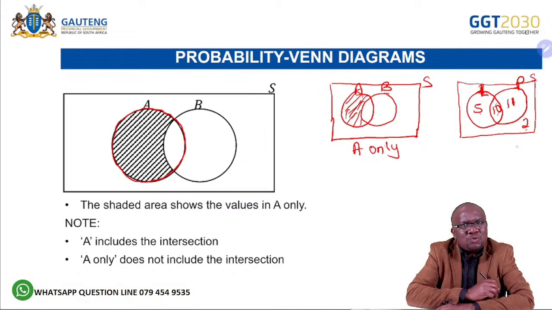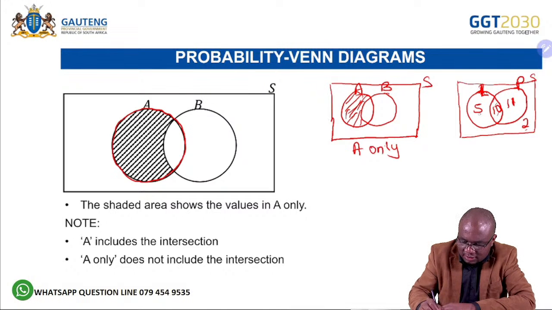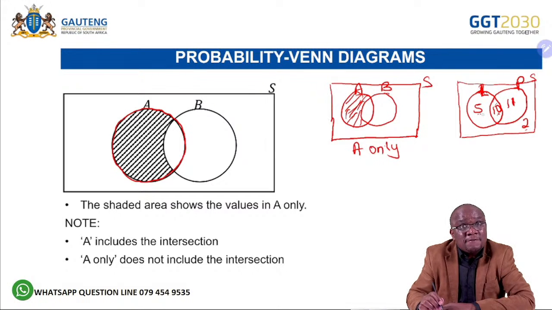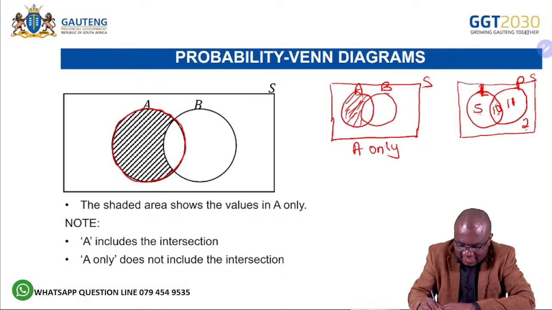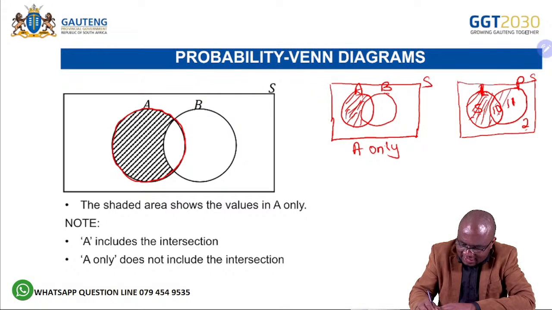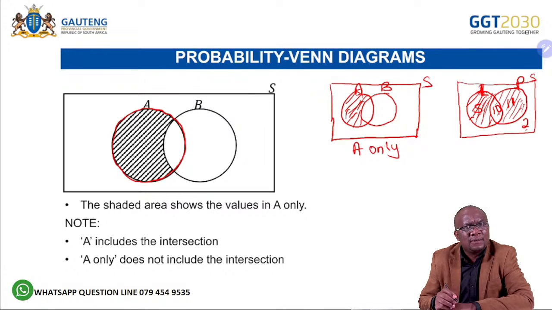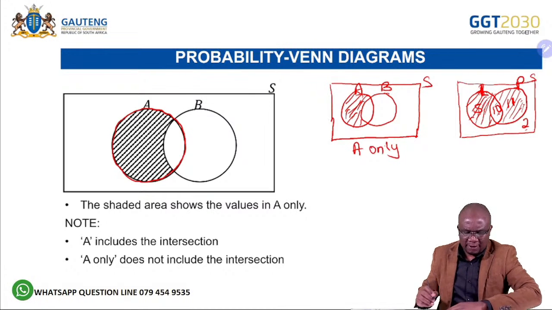Right. How many learners are doing life sciences? We have to include these 5 and these 10. There are 15 learners doing life sciences. But 5 learners do life sciences only. And then 11 learners do physical sciences only, but 21 learners do physical sciences. Do you see that? Okay, right, perfect.